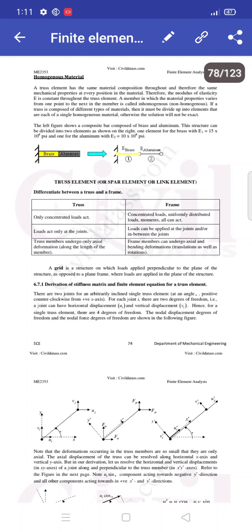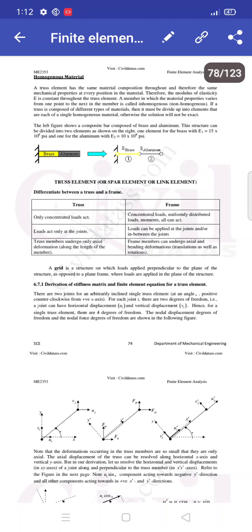A grid is a structure on which loads are applied perpendicular to the plane of the structure, as opposed to a plane frame, where loads are applied in the plane of the structure.